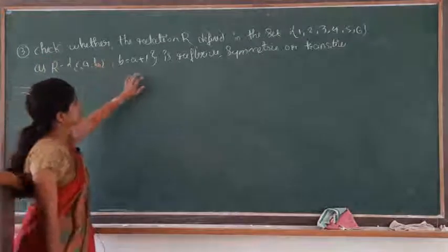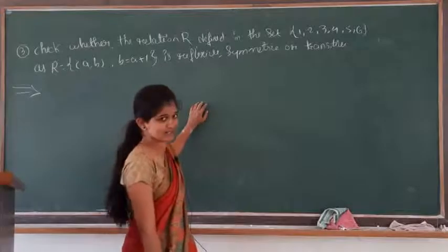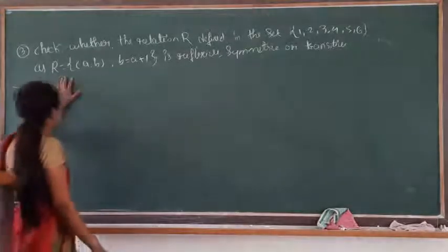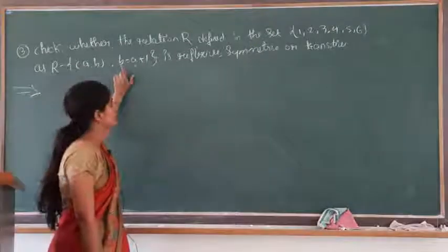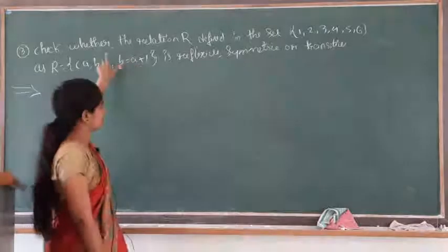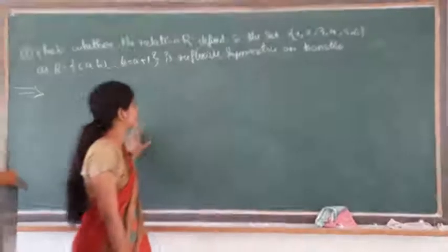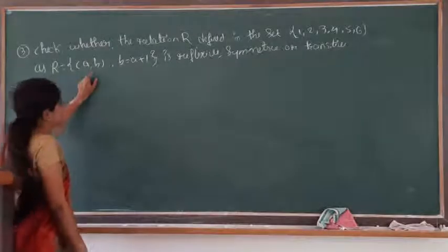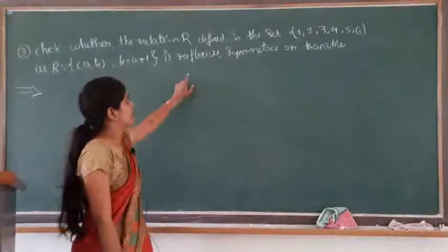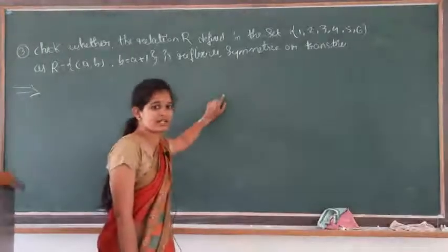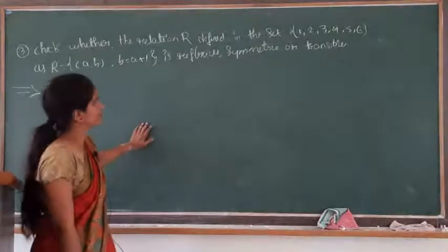Check whether the relation R on the set {1, 2, 3, 4, 5, 6}, defined as R = {(a, b) such that b = a + 1}, is reflexive, symmetric or transitive. We have to check whether this given relation is reflexive or symmetric or transitive. But the given set is what? 1, 2, 3, 4, 5, 6.